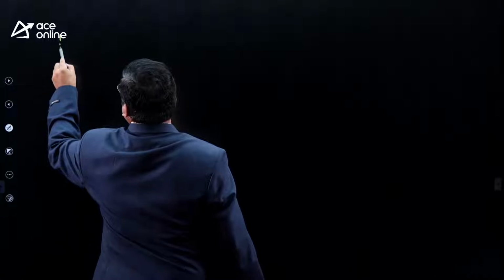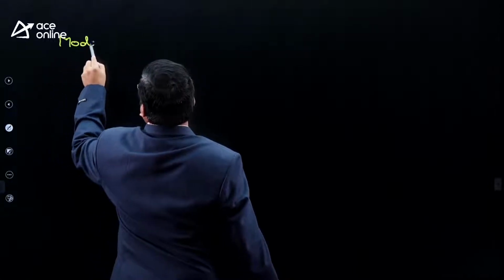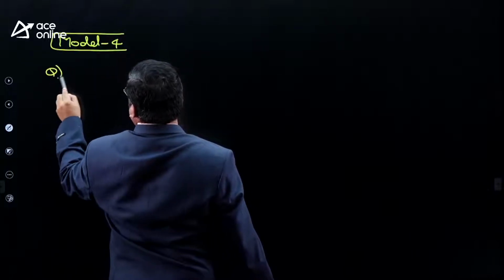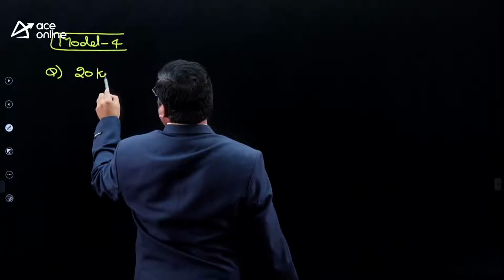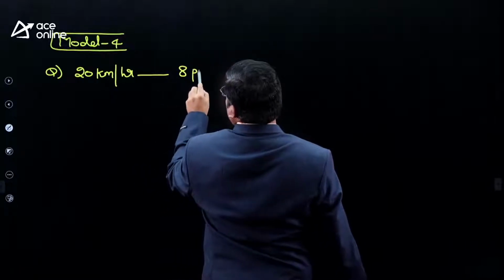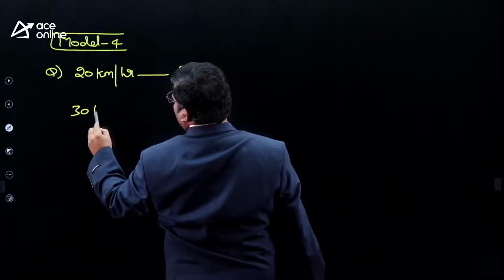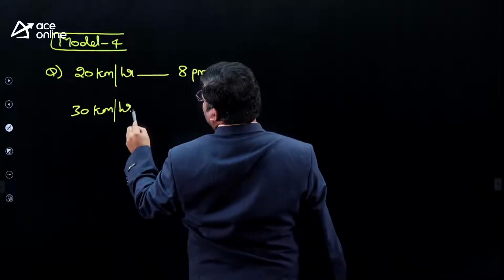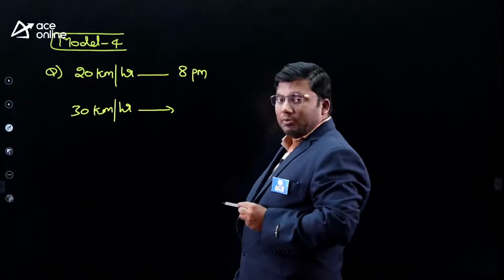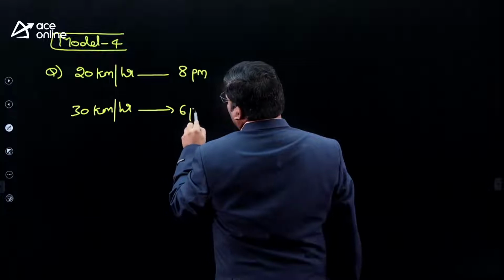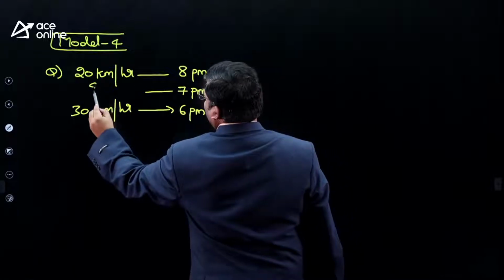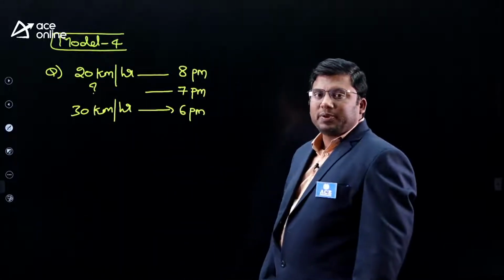Model 4. A student asked me after watching the last class on arithmetic session 1, sir, this kind of questions I am taking a time. Question is: a person started at a speed of 20 kilometers per hour, reached the destination at 8 p.m. At 30 kilometers per hour, he reached at 6 p.m. To reach at 7 p.m., what is the speed of that person?